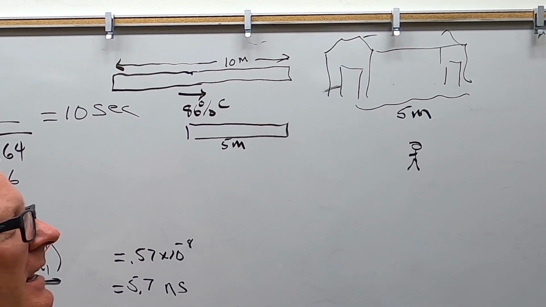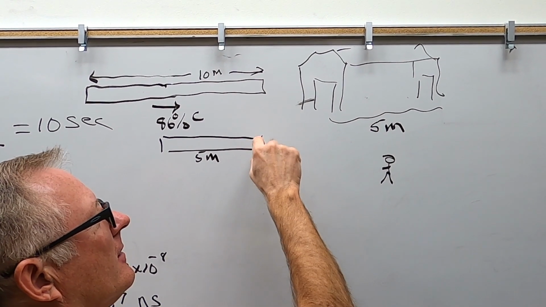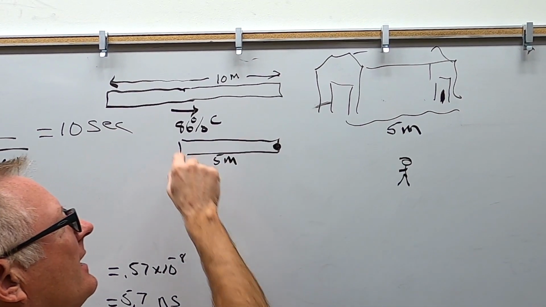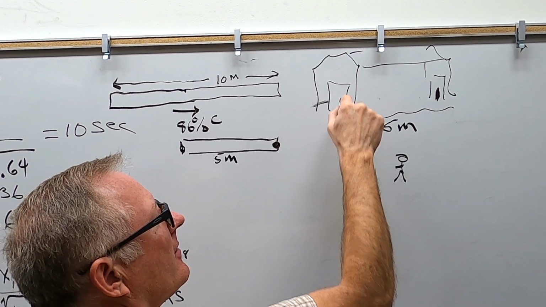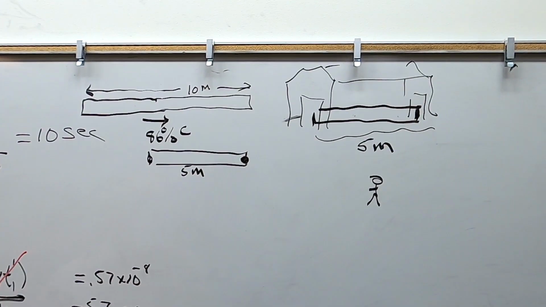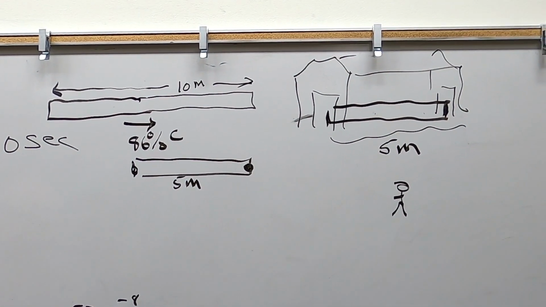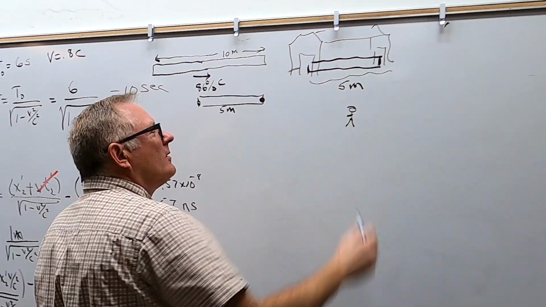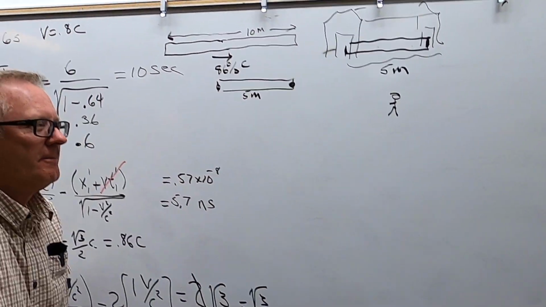So that would mean that when this end of the pole is near the back of the barn, this end should be near the front of the barn. And if this were, let's say, a clear glass barn, and we could take a picture of it, we could see the pole exactly within the barn.